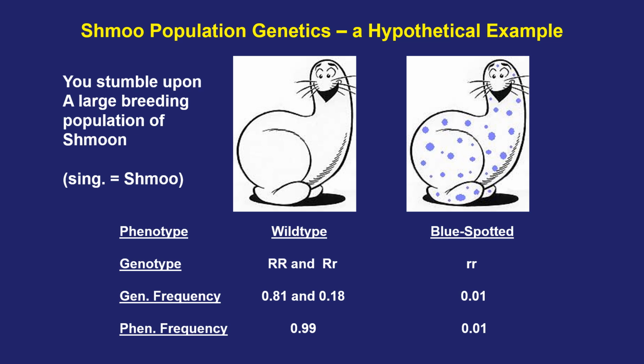And I've given you the genotypic frequencies here. And again, they all have to add up to 1. So 0.81 plus 0.18 plus 0.01, that adds up to 1. And the phenotypic ratio also, of course, adds up to 1. So you can see the blue spotted shmoon are very rare, 1% of the population.